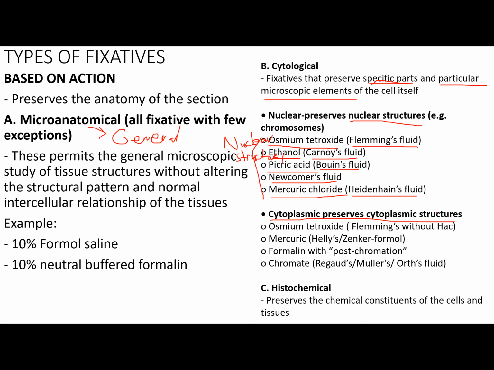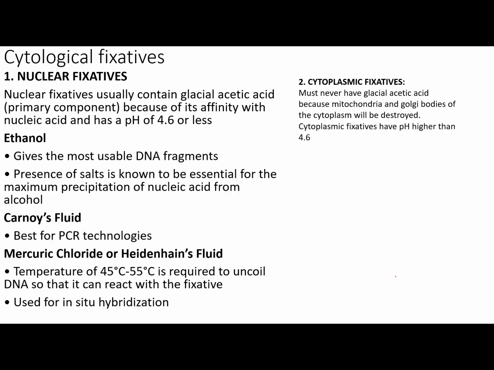While the cytoplasmic structures would include the following: osmium tetroxide, Fleming's without HAC, mercuric, seen in Helly's and Zenker's formol, formalin with post-chromation, chromate, seen in Regaud's, Müller's, and Orth's fluid. And then the third type of fixative under based on action is histochemical. Preserves the chemical constituents of the cell and the tissues. Now let's tackle them one by one. Let's start with the nuclear fixatives class.